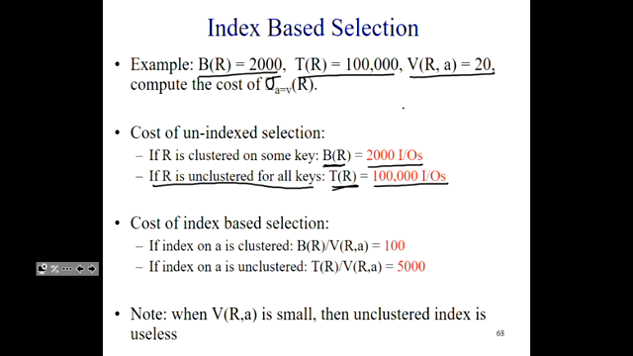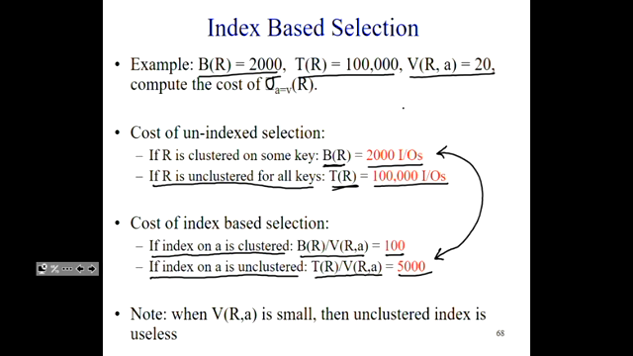If you have an index on A, and the index on A is clustered, then the cost is B of R divided by V of R comma A, so in this case it's 100. If the index on A is unclustered, then the cost, as we saw earlier, is T of R divided by the distinct values, so that's 5,000. As you can see in this particular case, using an unclustered index on A is actually worse than simply scanning through the relation if the data was clustered on some other attribute, but this need not be the case in other settings.